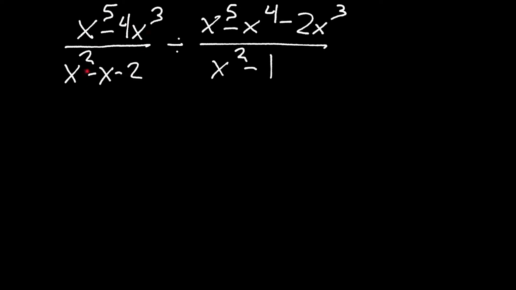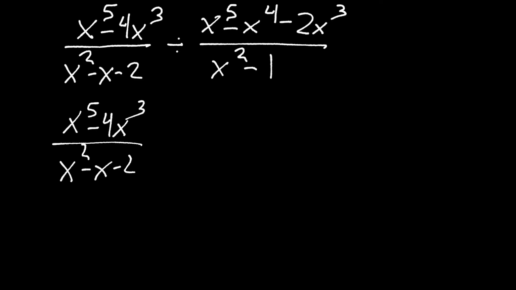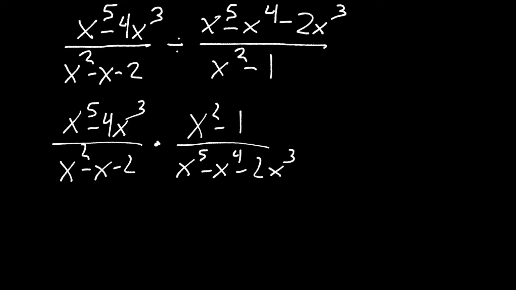We're going to keep this first rational expression as itself, I'm not changing it. Change the division to multiplication, flip this. So we've got x to the fifth minus 4x cubed all over x squared minus x minus 2 times x squared minus 1 all over x to the fifth minus x to the fourth minus 2x cubed. We have flipped it, changed it to multiplication, and now the easy part's over. Now we're going to have to cancel out what we can after we've factored all 4 of our pieces.